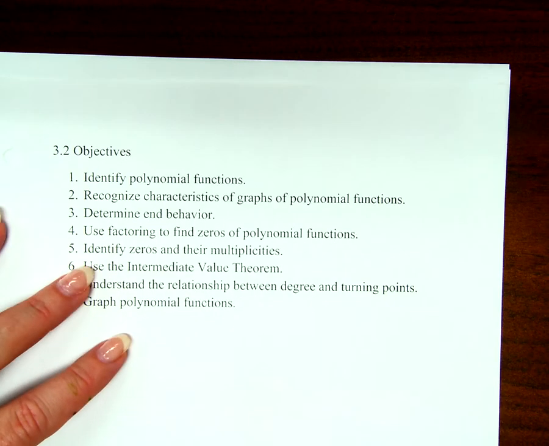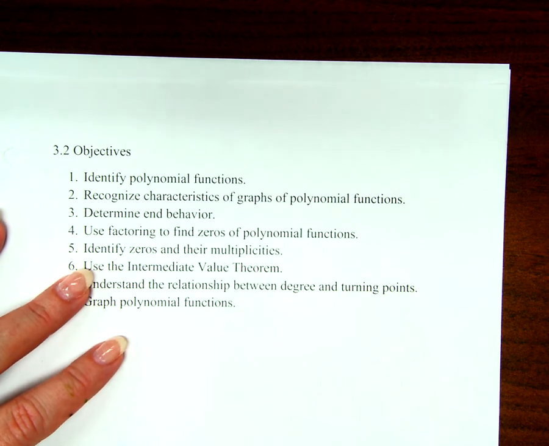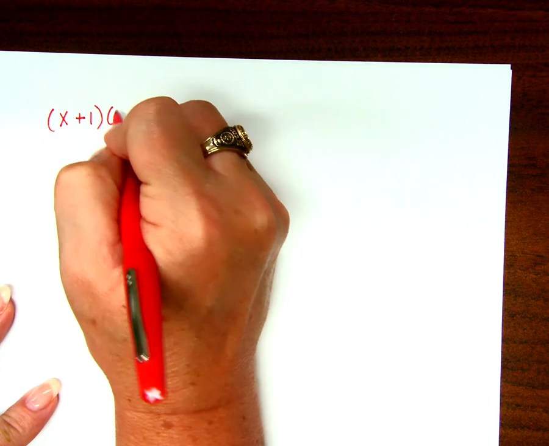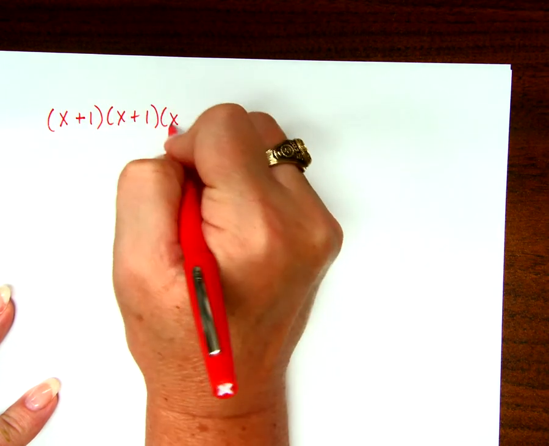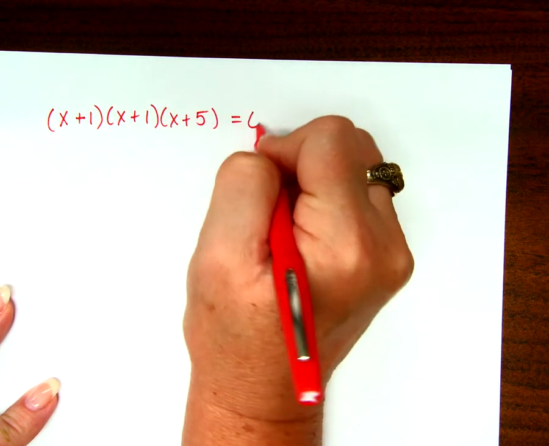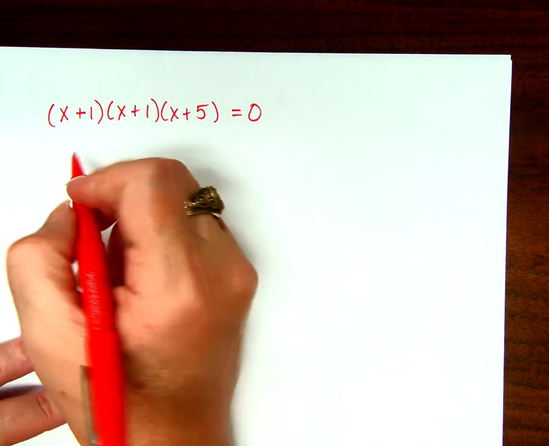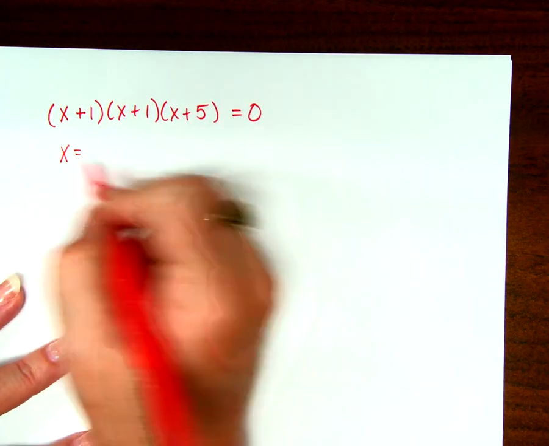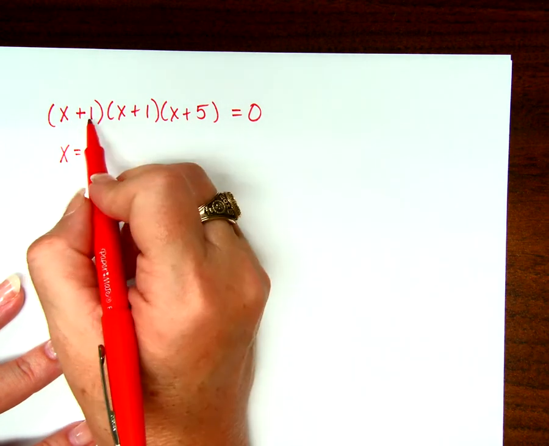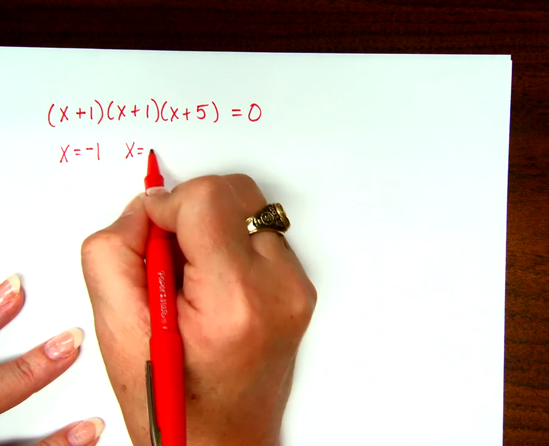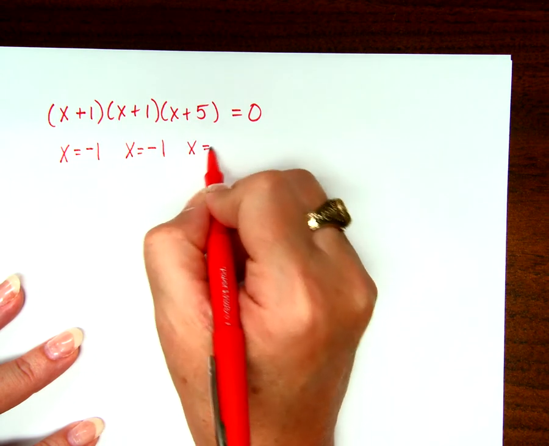So let's look at identifying zeros and their multiplicities. Did you even know that was a word? Multiplicities. Okay. Let's start with this one. If that's what that equation was, my factors, what would my zeros look like? We can do this in our head, can't we? If I set this equal to 0, what would it be? -1, and this would be -1, and this would be -5, right?